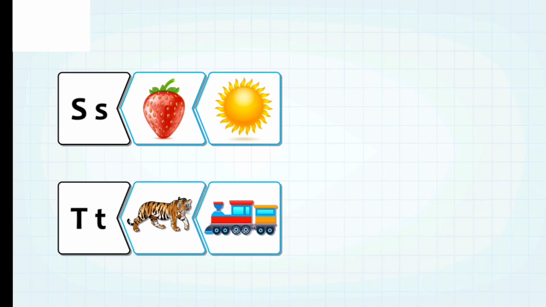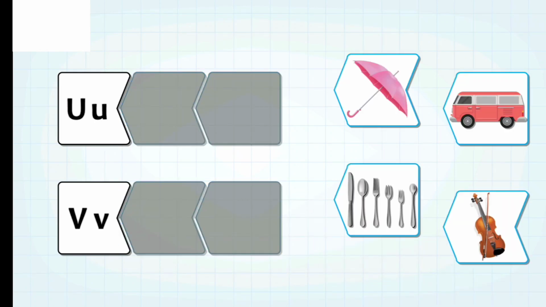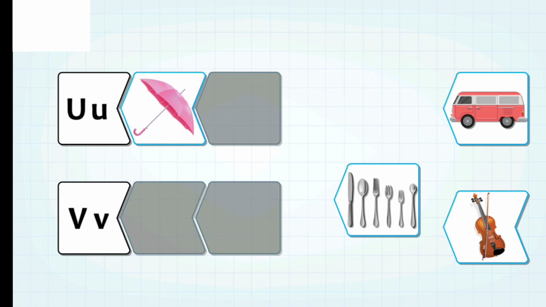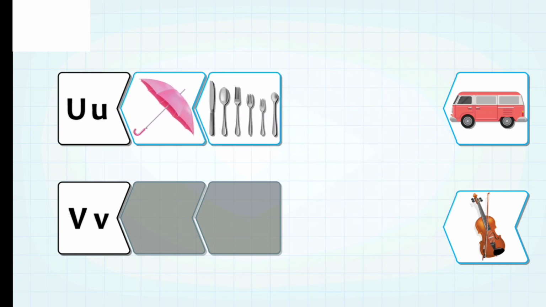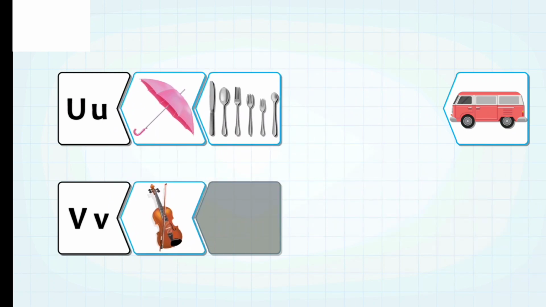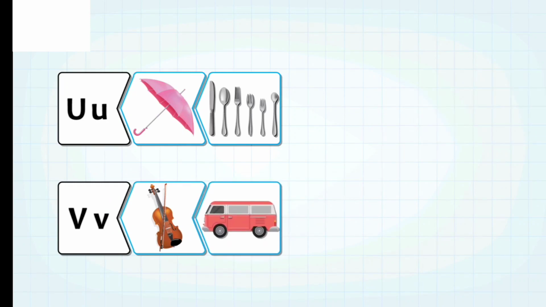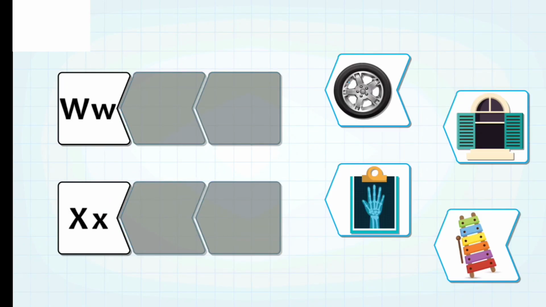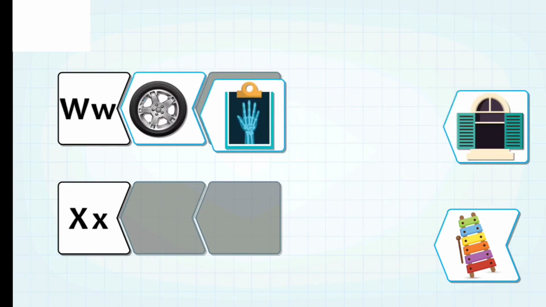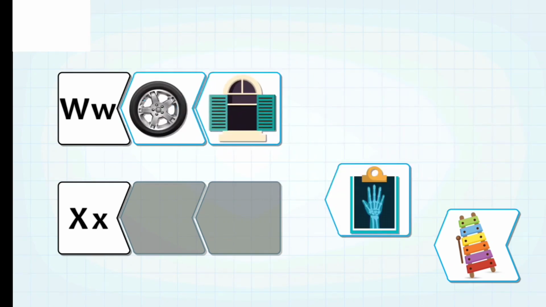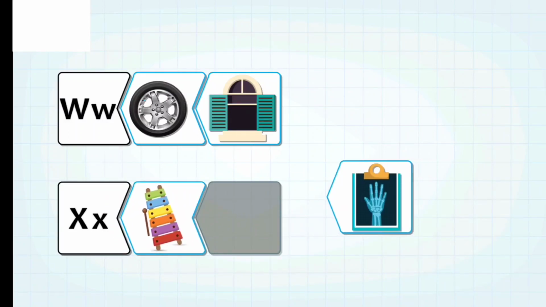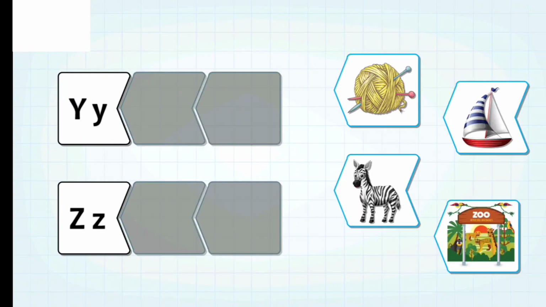T for tiger, and T for train. U for umbrella, and U for utensils. V for violin, and V for van. W for wheel, W for window. X for x-ray, and X for xylophone.